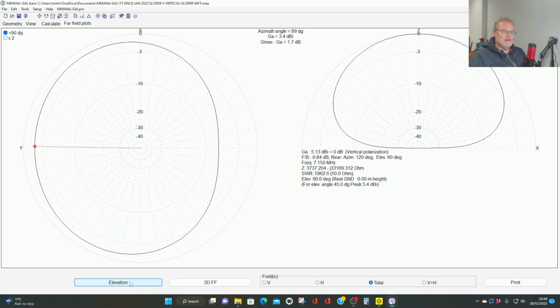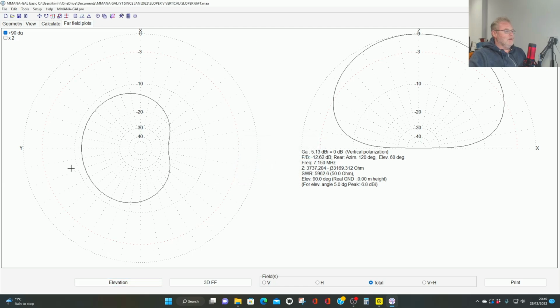What if we wanted then to shoot for a bit of DX? Let's go for 5 degrees off the horizon, shall we? Now look at the difference. You can see a rather nasty null there. So again, coming off the front of the slope, if you like, we've got a reasonable performance of minus 6.6, 6.8. Now that's about a dB down on a decent vertical. So not a deal breaker for working DX at all.